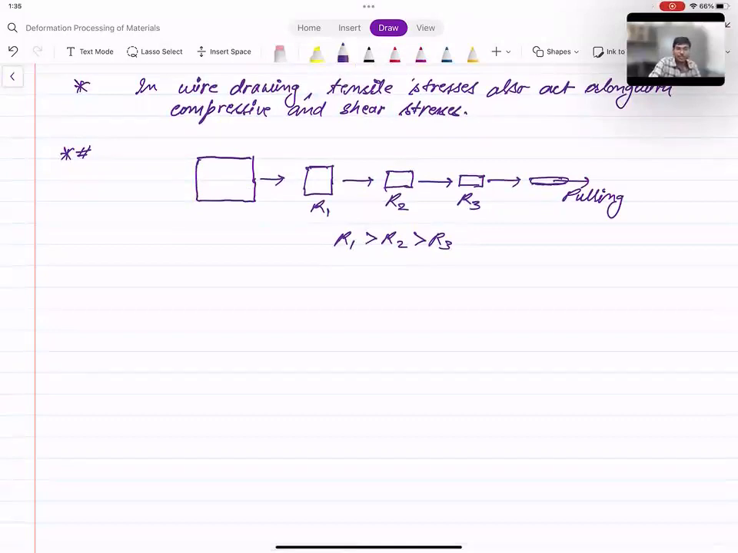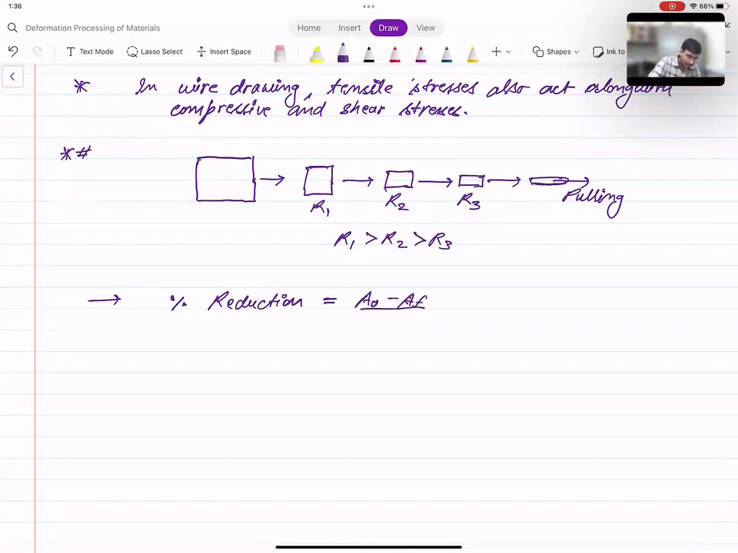Keeping all this in view, the percentage reduction will be given to us. We have seen the fractional reduction also. So if we multiply that by 100, we will get the percentage reduction. Here the cross-sectional area is decreasing, so percentage reduction is initial area minus final area over initial area, multiplied by 100.